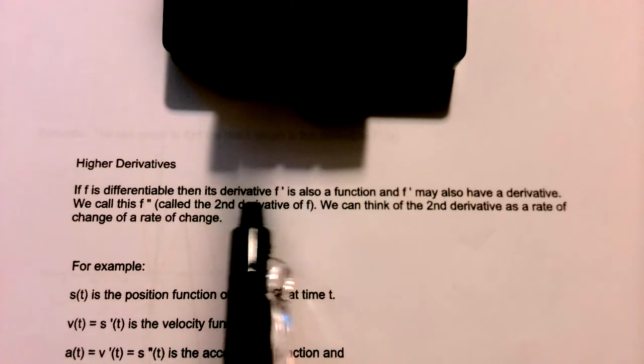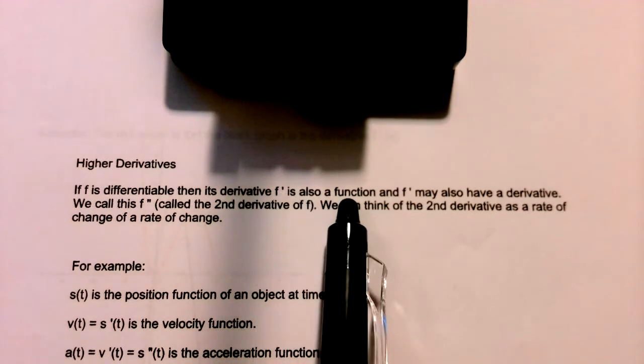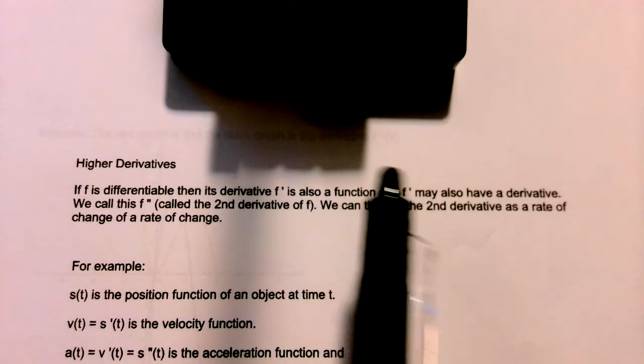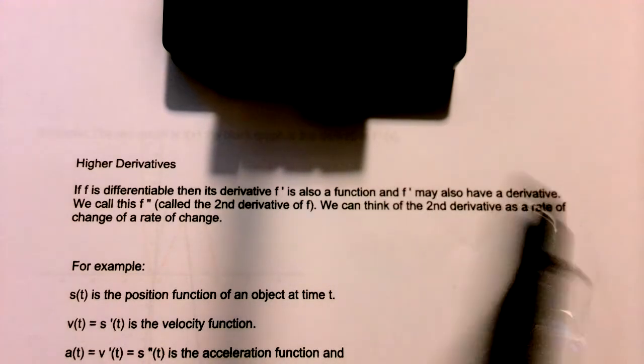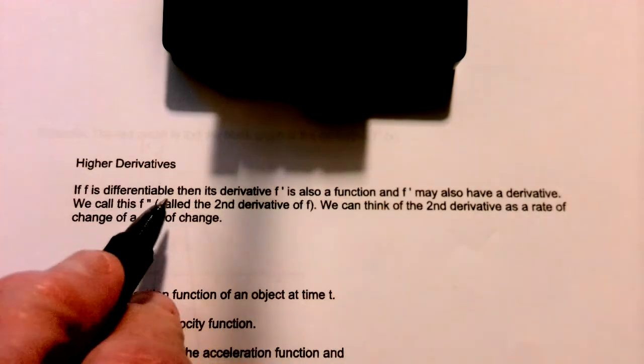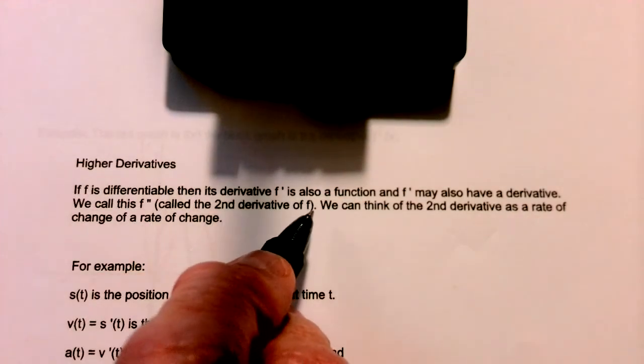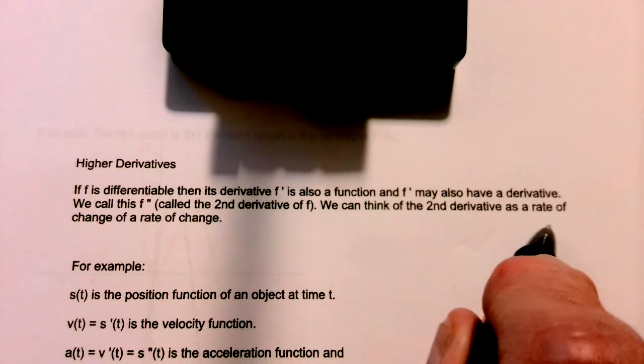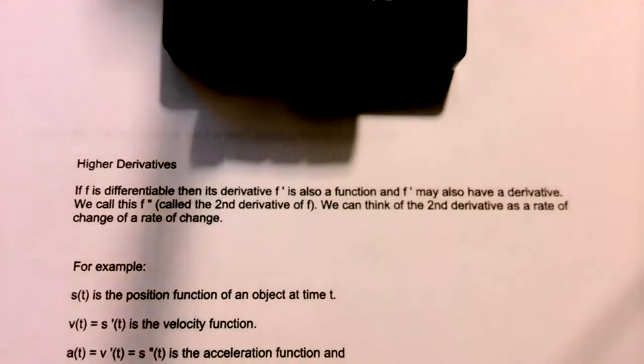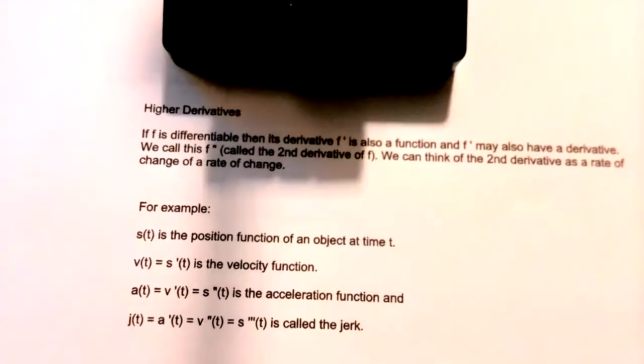If f is differentiable, then the derivative f prime is also a function, and f prime may also have a derivative. We call this f double prime. So right there, that's f double prime. Call it the second derivative of f. We can think of the second derivative as a rate of change of a rate of change. Okay, so the best example is this that we use a lot.